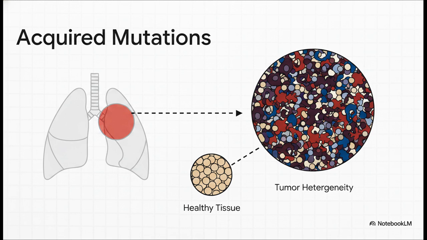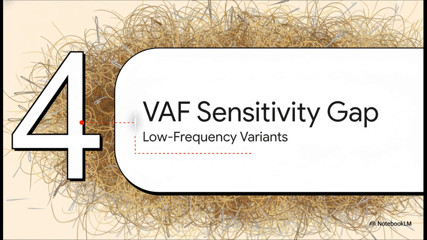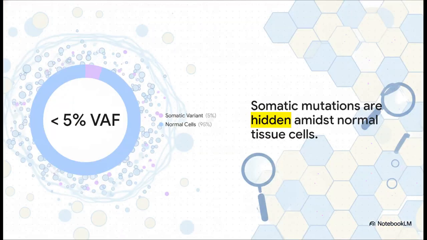It's this chaotic, constantly evolving mixture of mutated cells, normal cells, and subclones. It's basically a biological blender. Which brings us directly to the VAF sensitivity arc. This is the classic massive needle in a haystack problem.